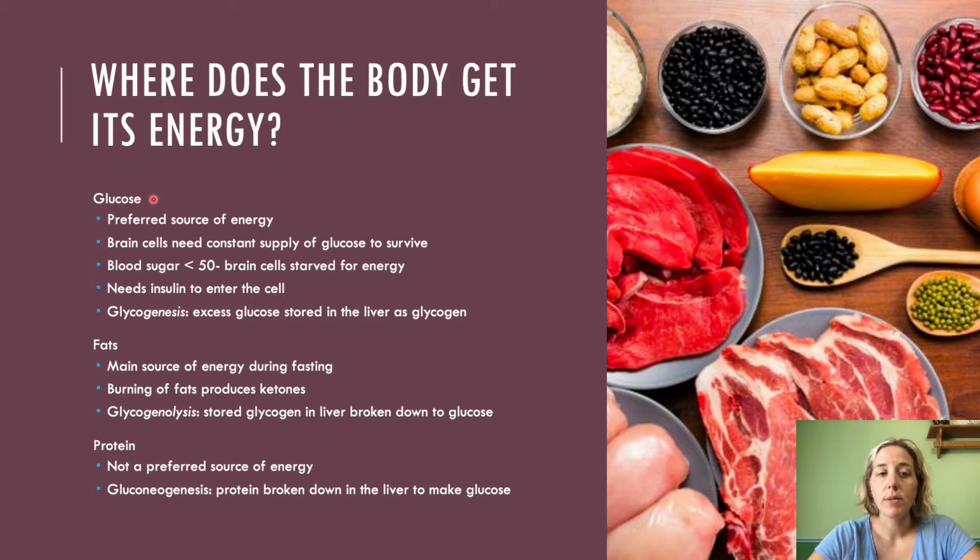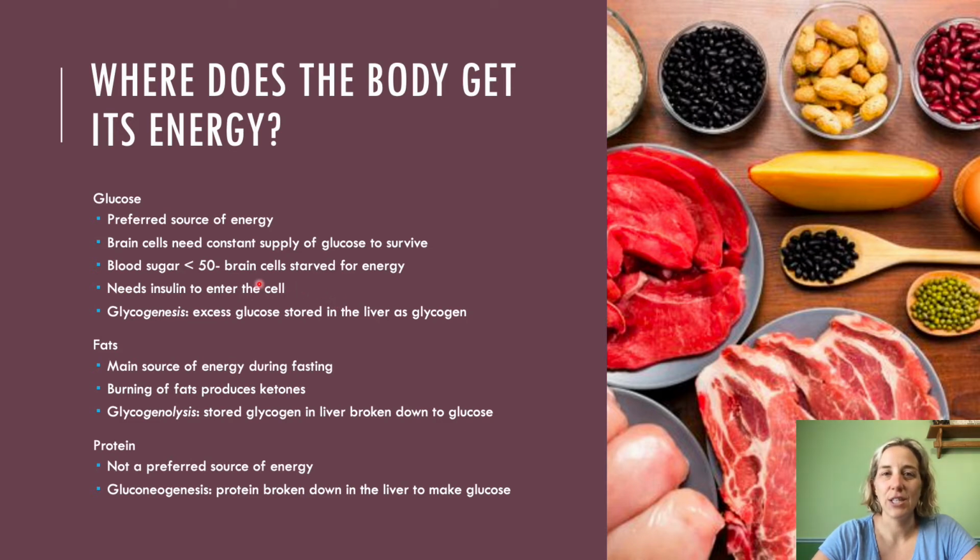If the blood sugar drops below 50, the brain cells actually become starved for energy. So as we get into diabetes, we'll talk about hypoglycemia, which is low blood sugar, and what some of those symptoms are if a patient presents with low blood sugar. So we'll go over that a little bit, but remember, your brain cells are being starved for energy. So some of those symptoms will make sense as we're looking at what happens with that hypoglycemia.